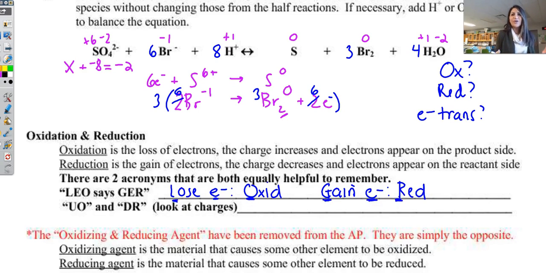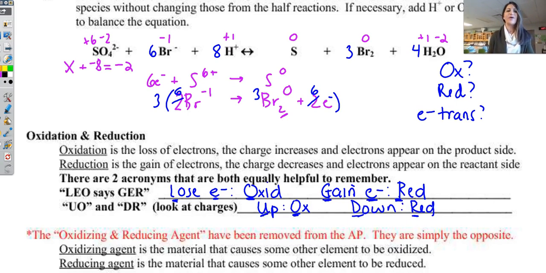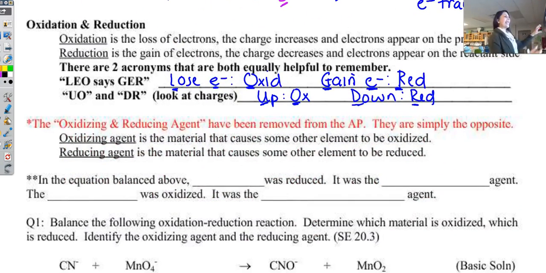So repeat it. Leo says grr. Okay. The other one I like to use is Dr. Yuo. So this is if the charge goes up, that means it's oxidized. If the charge goes down, that means it is reduced. So that's your doctor, and Yuo, go ahead and say it. Dr. Yuo. Okay, that's going to be the other one that you're going to want to make sure that you remember.